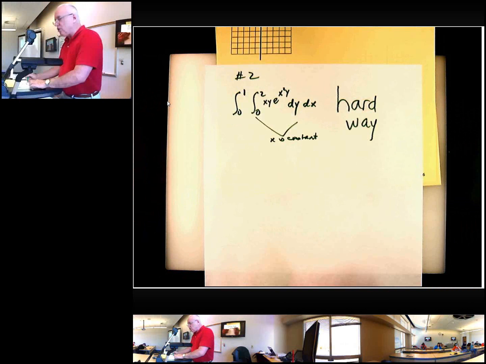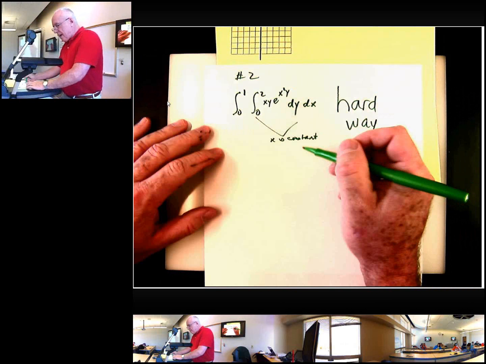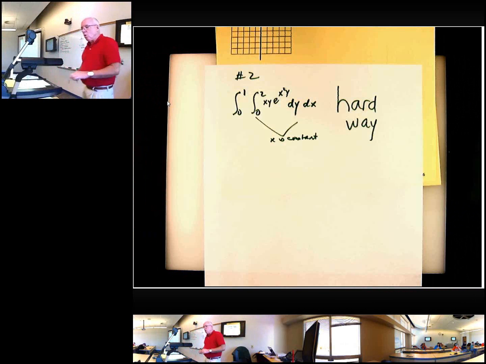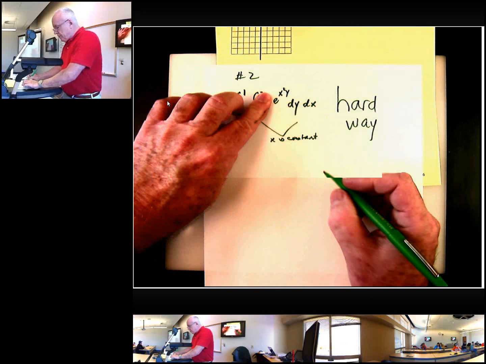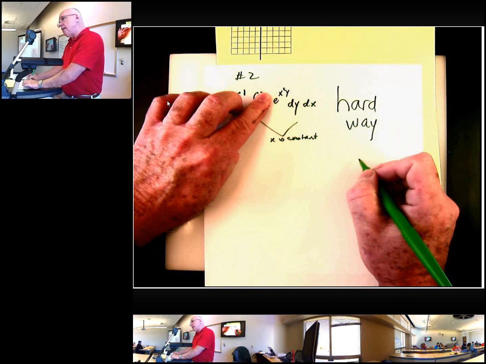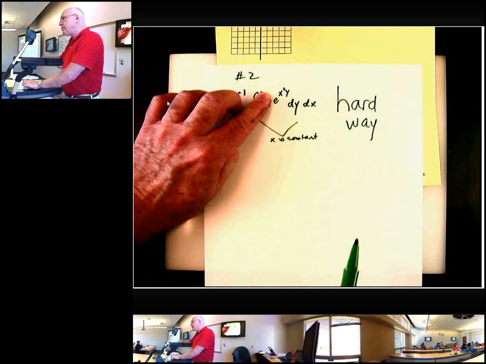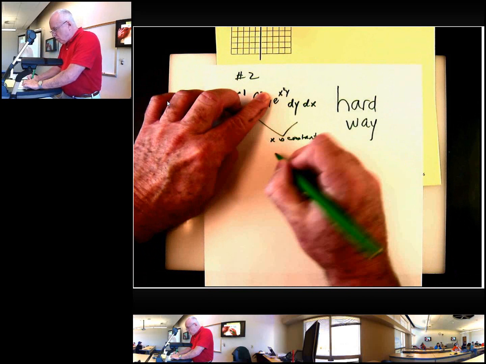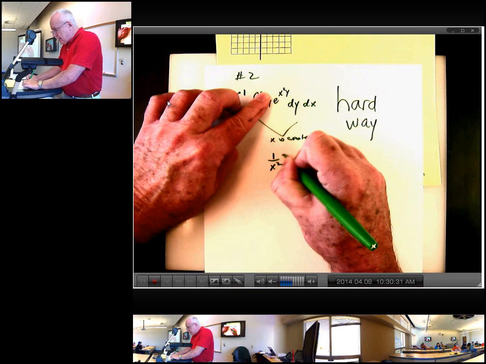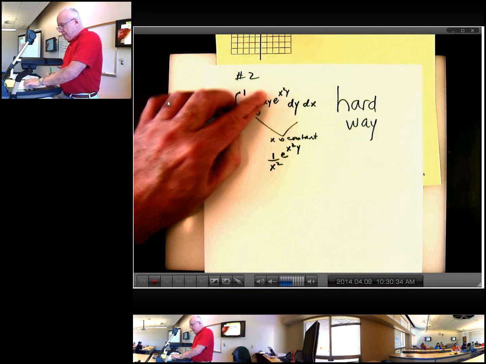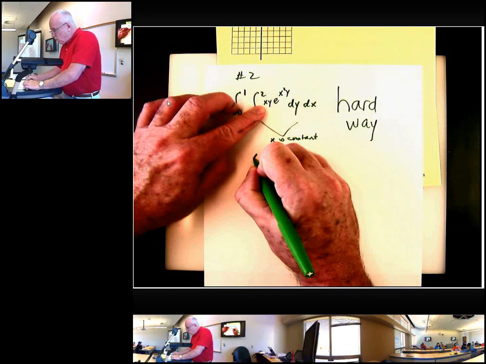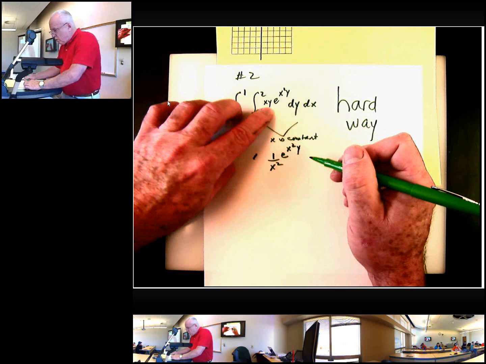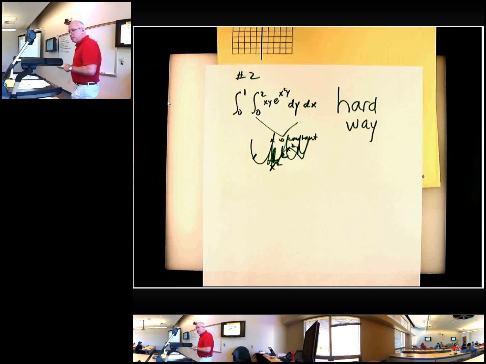But let's just look at it and then do it the other way. If x is a constant, so that means x squared is a constant here. What would be the antiderivative of e to the x squared y if that x squared is considered a constant? Right. It would be 1 over x squared e to the x squared y. And then we have this, I'm sorry, x is a constant. Oh, whoa. We have all kinds of problems with this way.